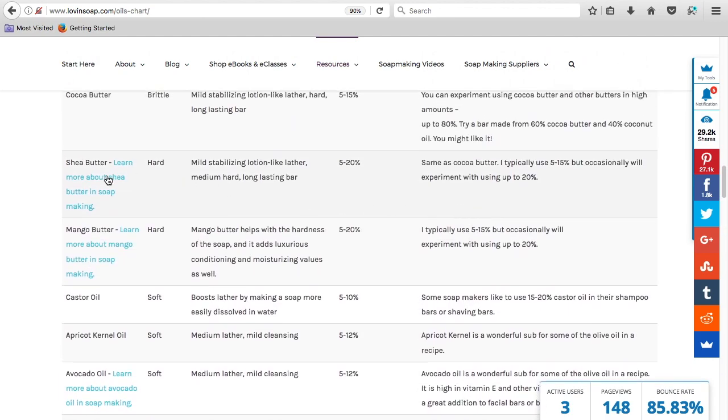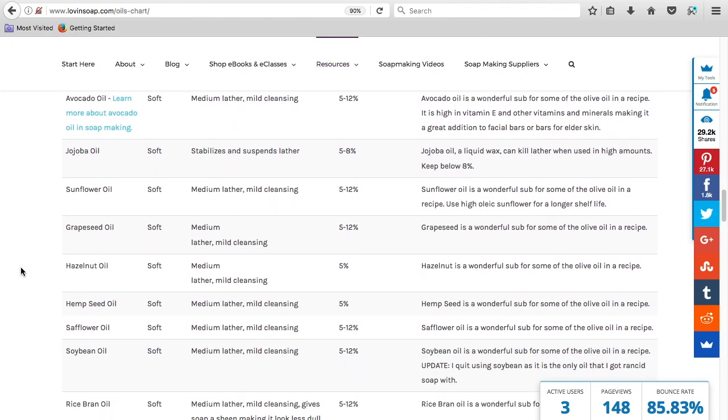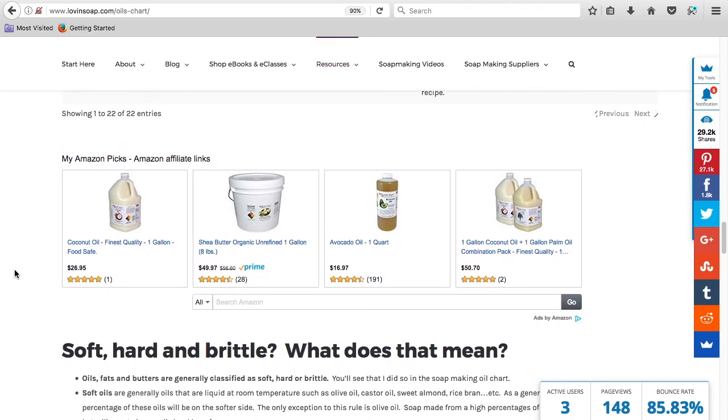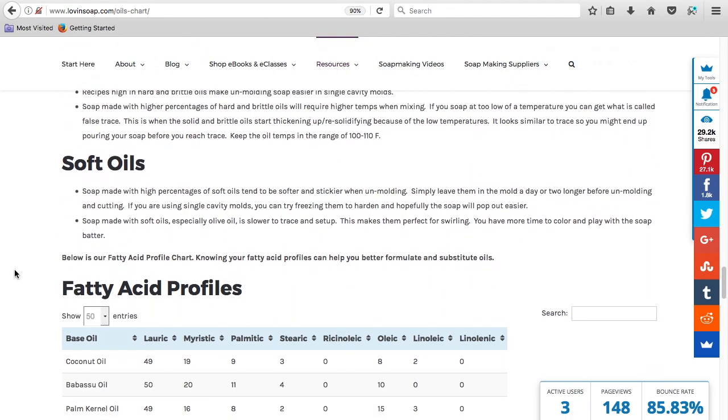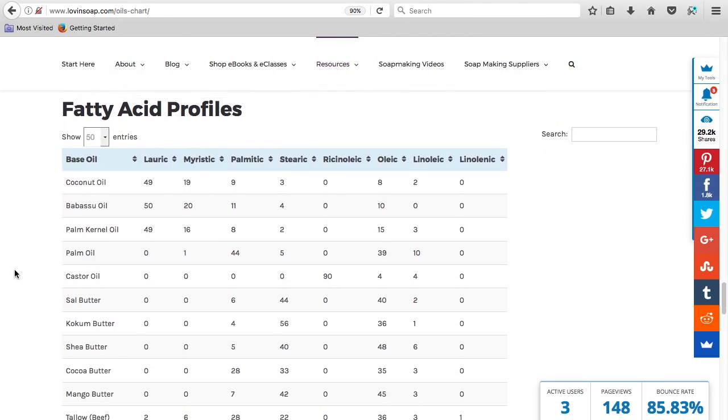I also have, if you see anything in blue with a link, this actually links to a profile on that oil, so you can learn more about that oil or butter. So that's real helpful. But I actually want you to scroll down till you find the fatty acid profile charts. So this is the chart that's really going to help us with oil substitutions.